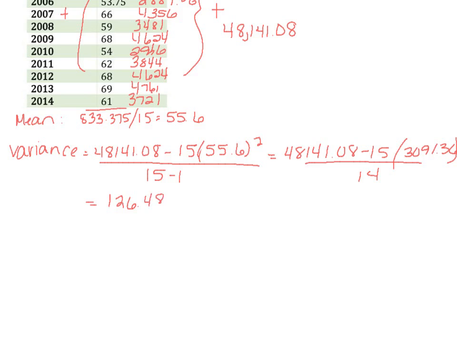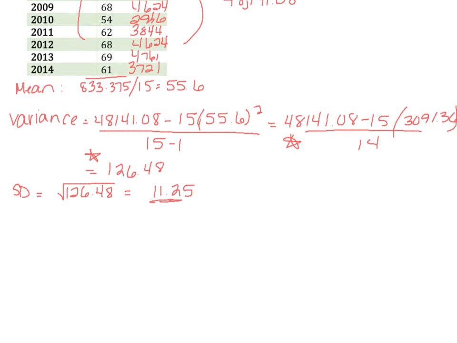126.48. Now, the standard deviation is just to take the square root of that number. So the square root of that number is about 11.25. Depending upon how you rounded during this step, and depending upon how many numbers you put here, you could have a slightly different number than I have here. But it should be about the same.